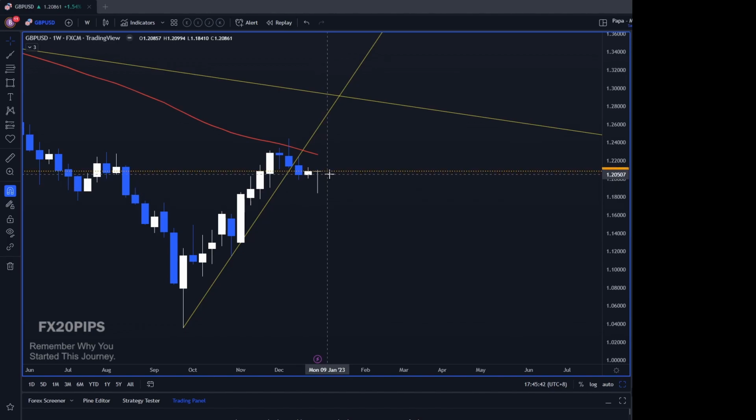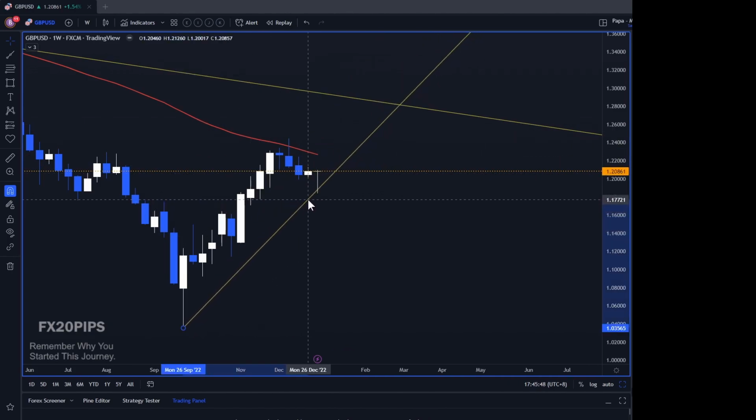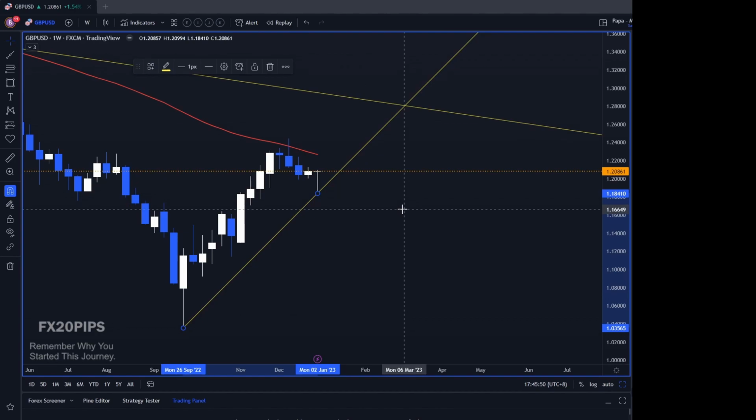So what I'm going to do now is change this line here, 0.2. I'm just going to put it here. And two points make a line. So basically this tells me that if price is not going to go any lower than here, I shouldn't be looking for a sell based on this weekly chart. All right, so what do I do next?